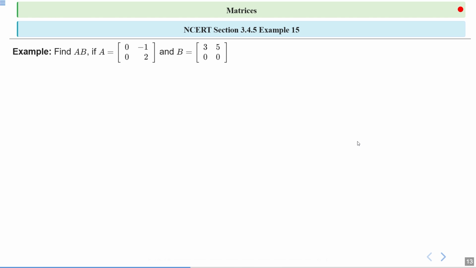So let's move to the next example. NCERT section 3.4.5 example 15. Find AB if matrix A is 0 minus 1 0 2 and matrix B is 3 5 0 0. Clear? So our task is to find the product AB.